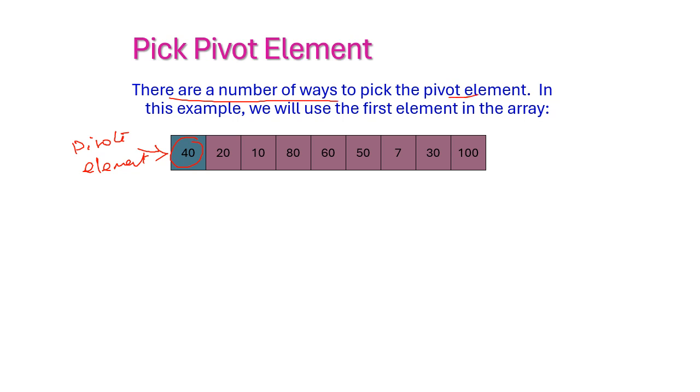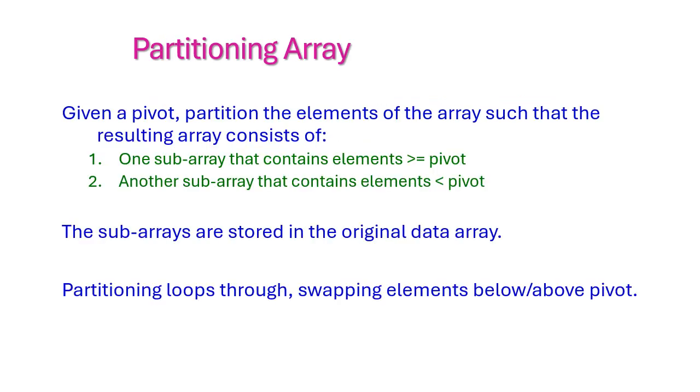But here we will select the first element as our pivot element. After selecting the pivot, next we need to partition the array. Partition the elements of the array such that the resulting array consists of two different arrays after selecting the pivot.